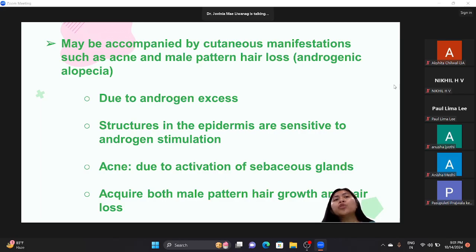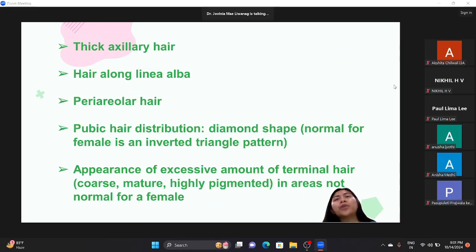Hirsutism involves both male pattern hair growth and hair loss. So not only hair growth but also hair loss as in males, you will see in females. So what are the characteristics? Usually they have thick axillary hair. They have hair along the linea alba, which is the line leading to the navel, the umbilicus.